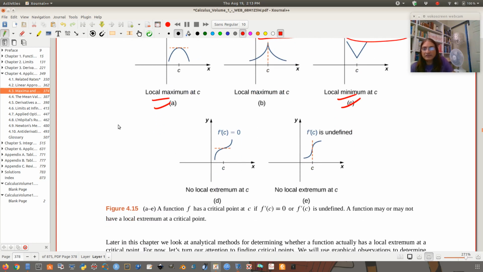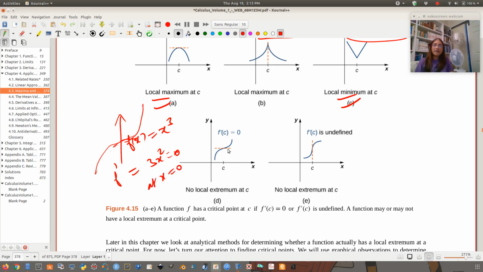Here, f prime of c, like for a cubic function, right? A cubic function goes like this, similar to this. So if you have the function x cubed, take the derivative and make it equal to 0. Its derivative is 0 at x equal to 0, right? But that point does not give you a local maximum or minimum. So that's a point of inflection. That can happen. Just because it's a critical point doesn't necessarily mean that it has to have a local minimum or maximum.